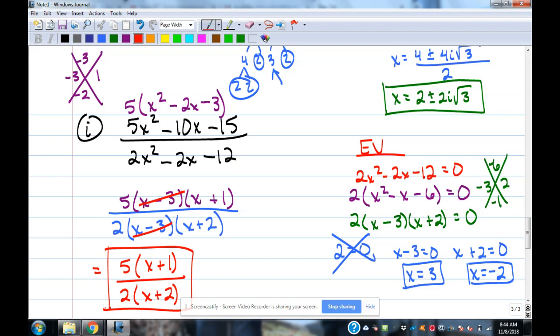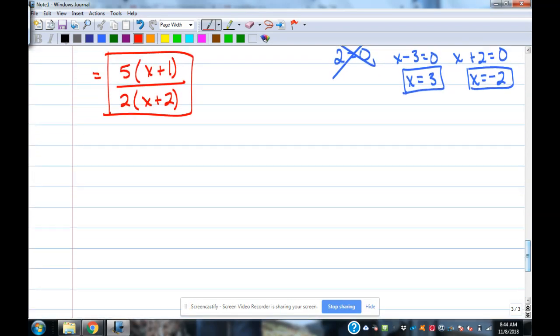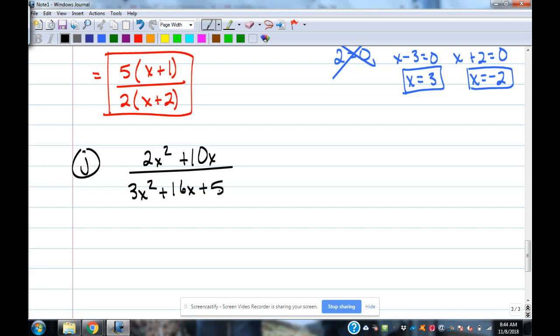Okay. Lots of factoring going on today. Lots. Let's do one more simplifying, and then we'll move on to multiplying and dividing. 2x squared plus 10x over 3x squared plus 16x plus 5.